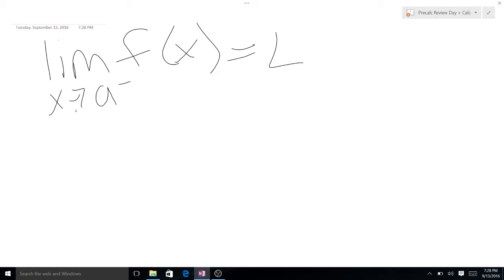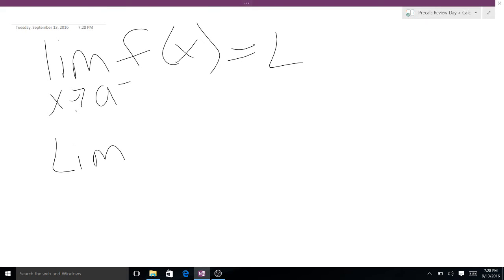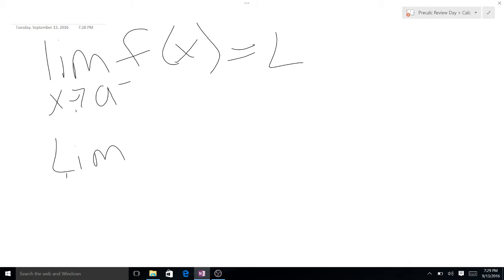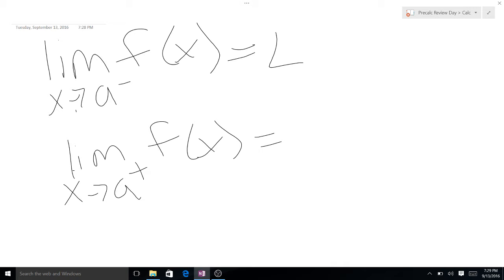We also have what are called one-sided limits. So if I wrote the limit as x approaches a, and I put a negative sign after it, that is called from the left. I'm approaching my limit from the left. If I had the limit as x approaches a plus of f of x, that is approaching my limit from the right.